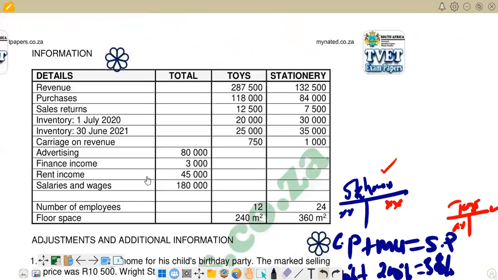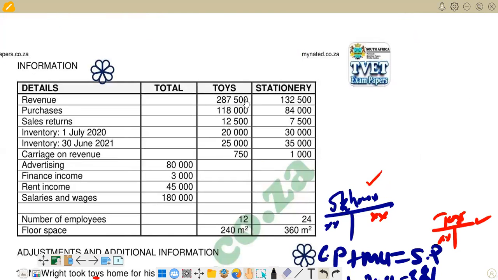So if you come here, you will see that for revenue for toys, we got 287,500, and for stationery, we got 132,500. But we check if we've got sales returns, they are going to reduce the amount that we have for revenue. We've got sales returns for toys here, 12,500. We've got 7,500 for stationery. So these amounts are going to reduce the amounts for revenue. So you're going to say for toys, 287,500 minus 12,500. Then for stationery, 132,500 minus 7,500. Then we get our net figures that we're going to put there.